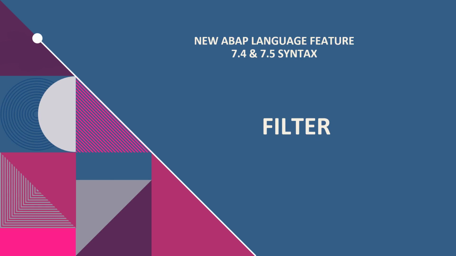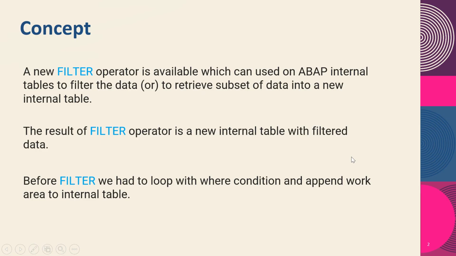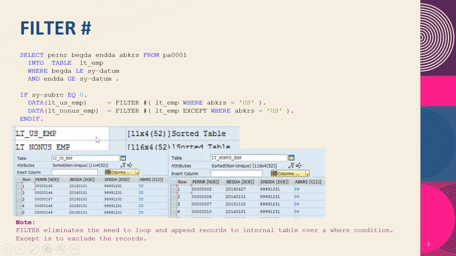Hi, in this session, I'll be explaining the use of filter. So the filter operator helps to filter the data without using a loop and a where condition. We don't need to loop the internal table, put the where condition, and append the work area to an internal table to get the values. The filter keyword can help us do that.